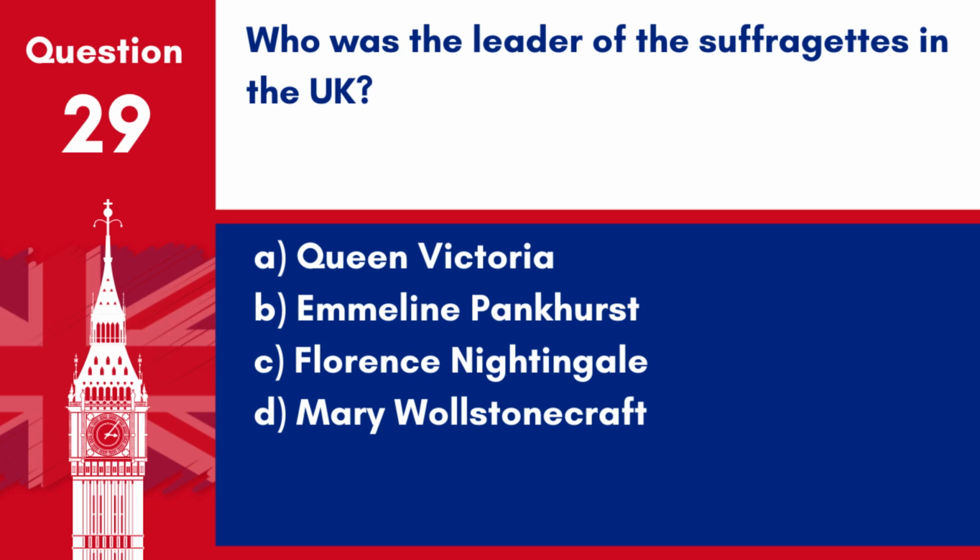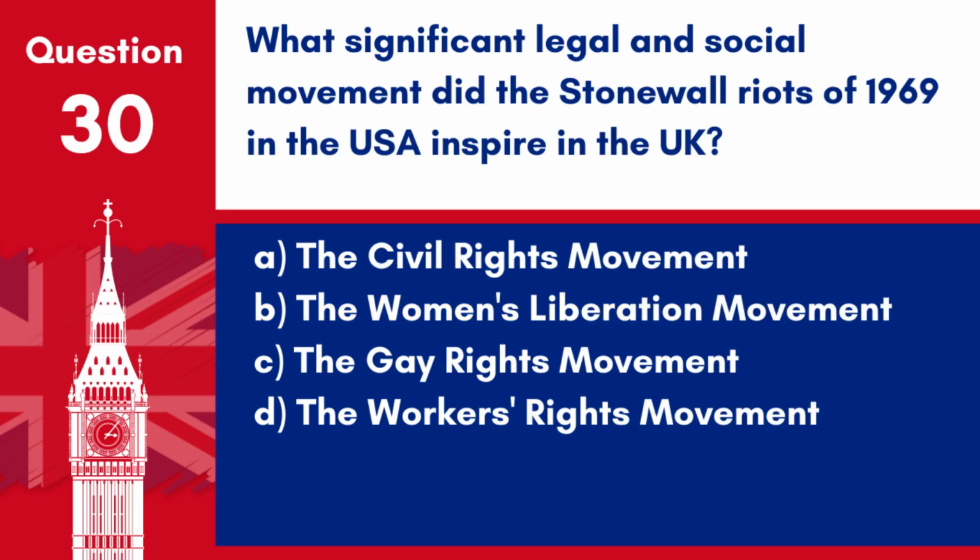Question 29. Who was the leader of the suffragettes in the UK? A. Queen Victoria. B. Emmeline Pankhurst. C. Florence Nightingale. D. Mary Wollstonecraft. Answer B. Emmeline Pankhurst. Emmeline Pankhurst was a prominent leader of the British suffragette movement, which campaigned for women's right to vote.